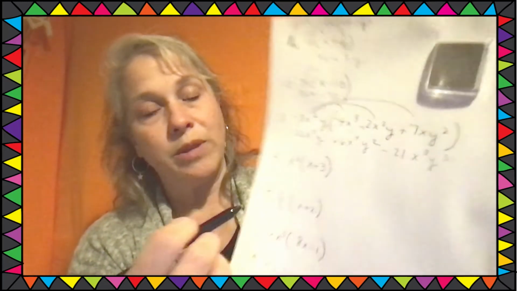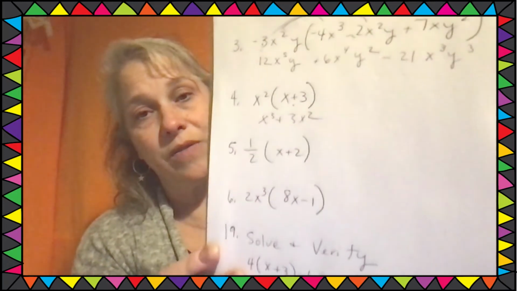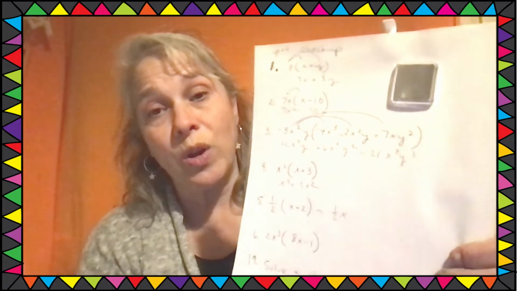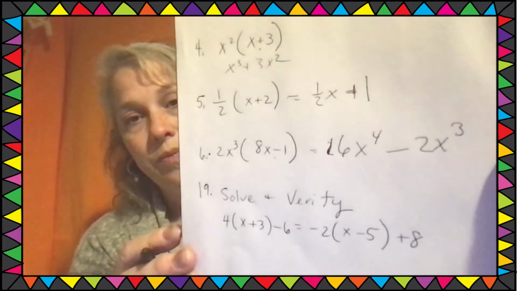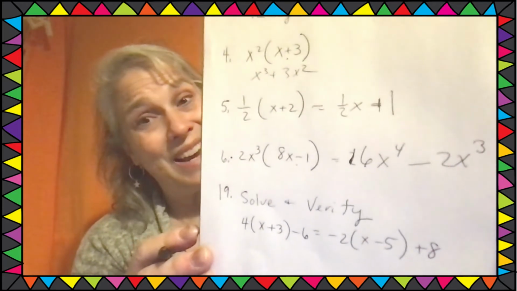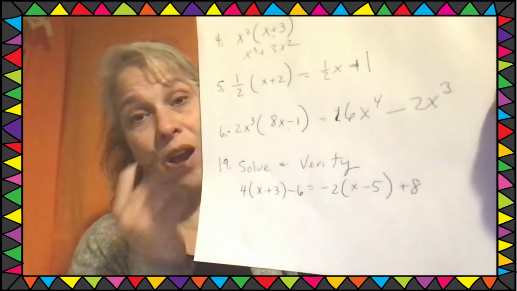Okay, x squared times x is x cubed plus 3x squared, and that is the final answer. Okay, 1/2 times x is 1/2 x. 1/2 times 2 is 2 over 2, or 1. So 1/2 x plus 1. 2x cubed times 8x is 16x to the 4th minus 2x cubed. And I hope some of these seem kind of easy for you because we are reviewing.